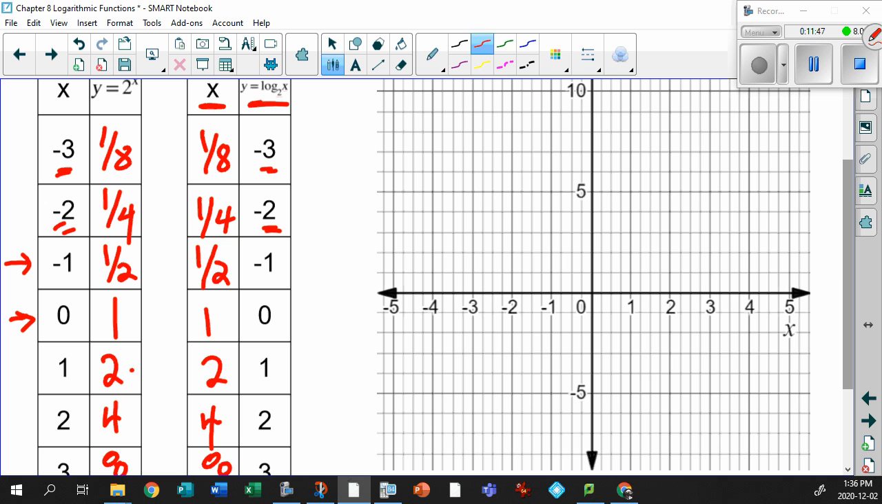Okay? So let's do this particular graph in green. And let's remind ourselves what that graph looks like. Starting at 0, 1, 1, 2, 2, 4, 3, 8. Then we go -1 is a half. -2 was a quarter. -3 was an eighth. And you know and I know it gets really, really close to this axis but never touches. Then the bend starts here and then it goes kaboom right off the graph, right?